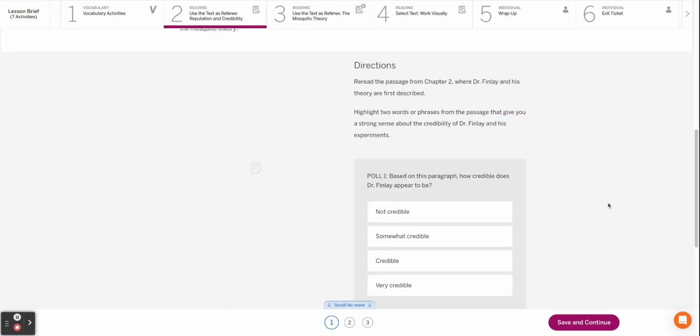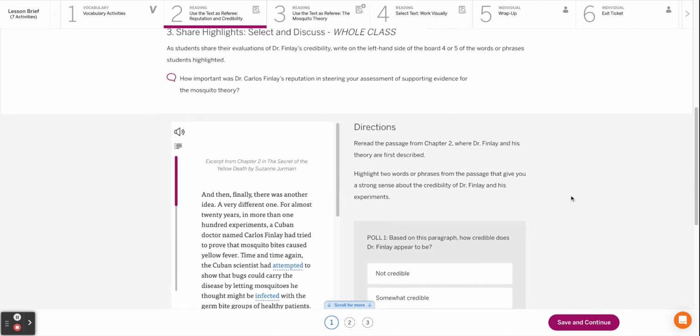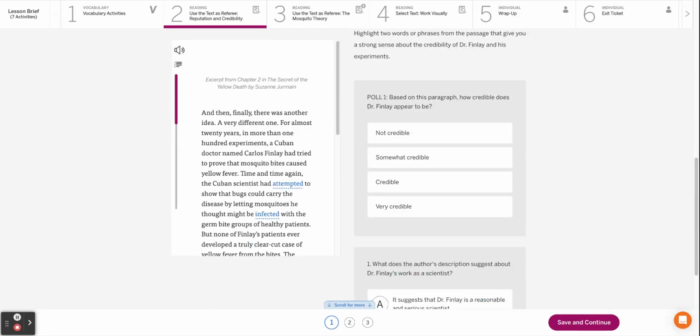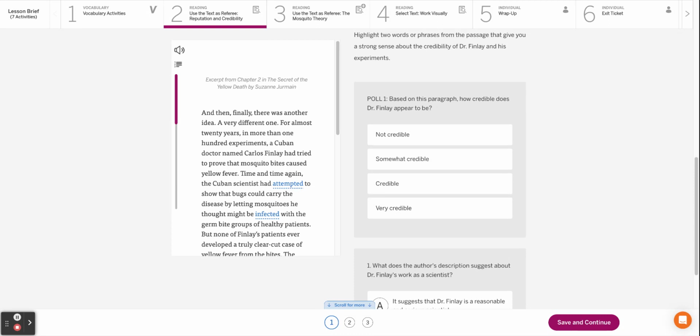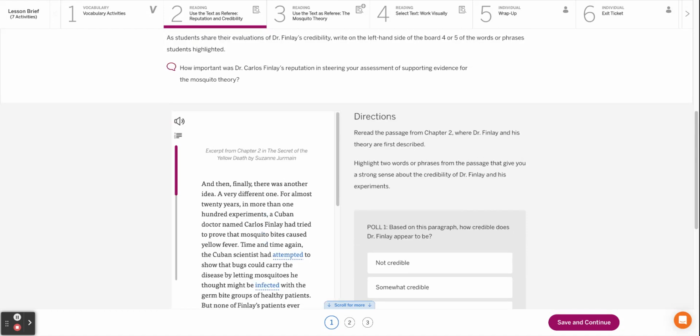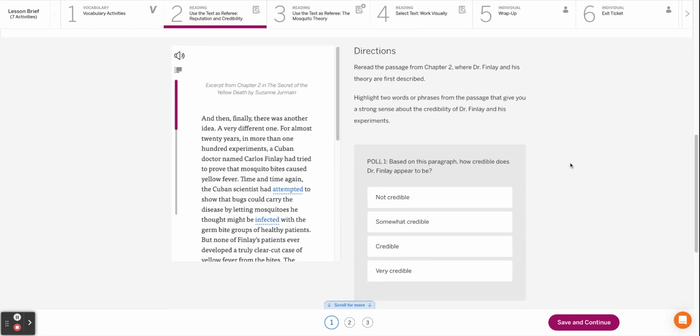Hey everyone, here is activity 2. We're evaluating Dr. Finlay's credibility. Dr. Finlay is a new person that is interacting with the team as they try to figure out yellow fever. So we're going to look at descriptions, rumors, opinions about him in chapters 2 and 6 to decide about his credibility. So when you highlight, as it says right here, 2 examples, it's words or phrases that show whether he is or is not credible.